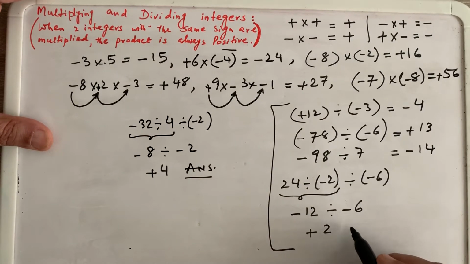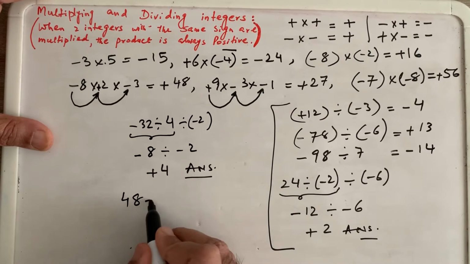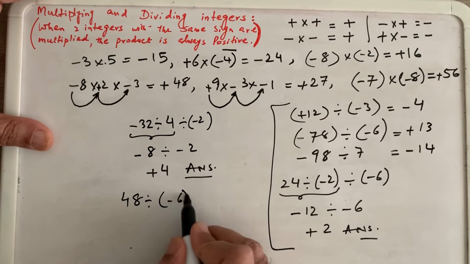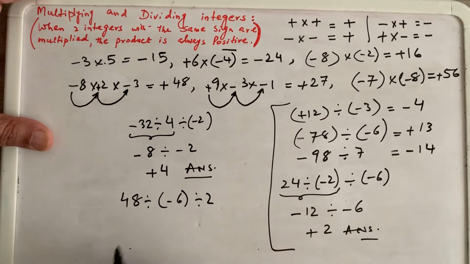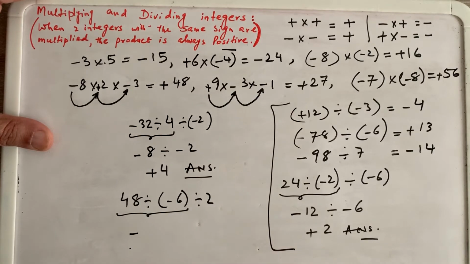So here your answer was plus 2, right? Take another example. 48 divided by negative 6 divided by 2. So you divide this part. This is plus, this is minus. So minus answer is minus.